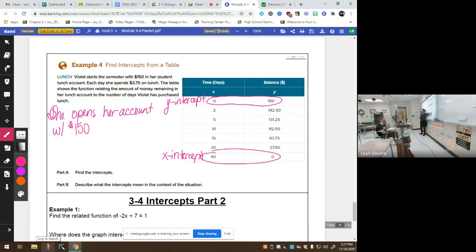So what does this mean? She's broke. She doesn't have any money. This is math class, not English, right? No, I'm just kidding. She doesn't have any money left after 40 days. So after 40 days, she's broke. After 40 days, she has no money. And that is what that problem means.